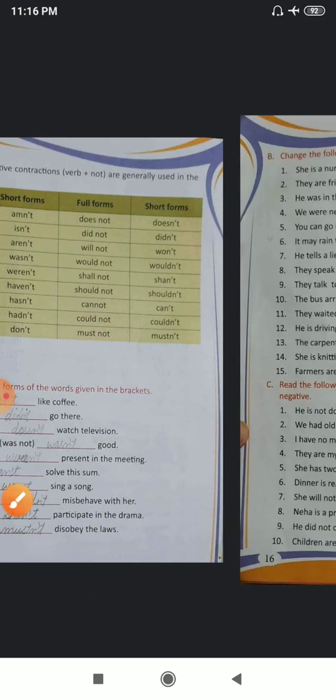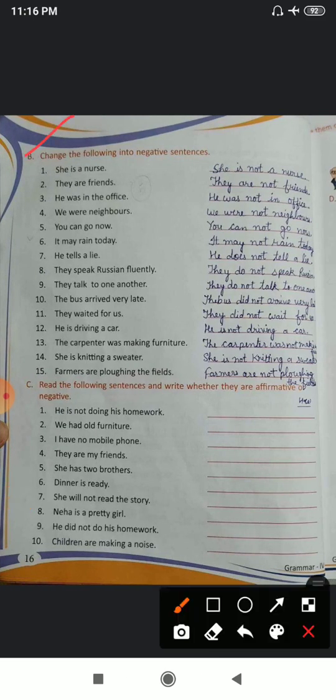Okay. Now next page. Change the following into negative sentences. These are the affirmative sentences and you have to change them into negative ones. Number 1. She is a nurse. She is not a nurse. Number 2. They are friends. They are not friends. Number 3. He was in the office. He was not in the office. Number 4. We were neighbors. We were not neighbors. Number 5. You can go now. You cannot go now.